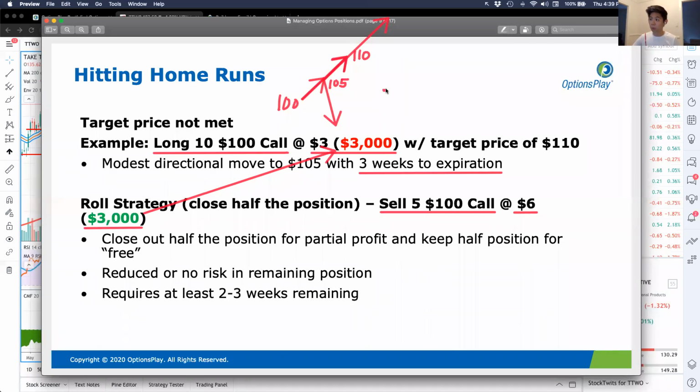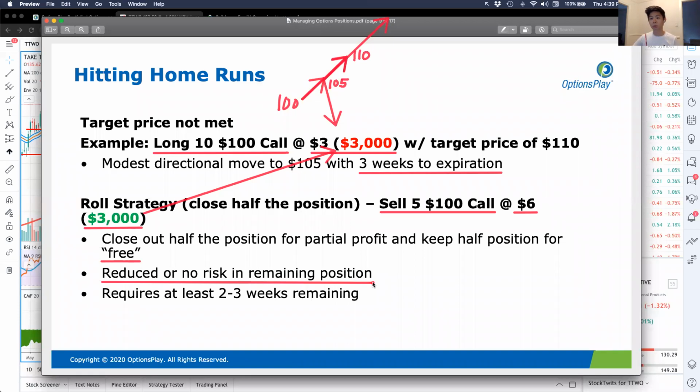But what also can happen is the stock can move substantially higher. And what happens is now you have that position effectively for free, because you're keeping the other half of your position. You're not paying any money. You're not having any risk on that particular trade. And usually when you do this, you either reduce the risk on the trade or you could potentially have no risk at all on the remaining trade.